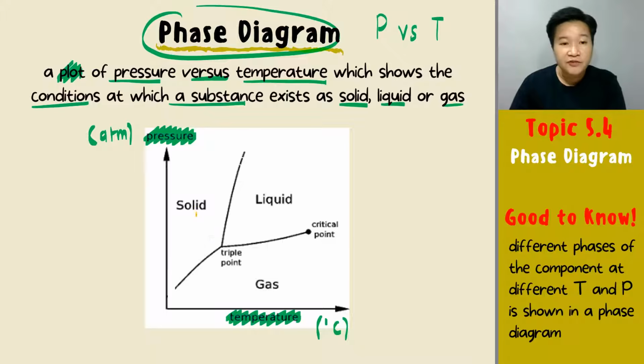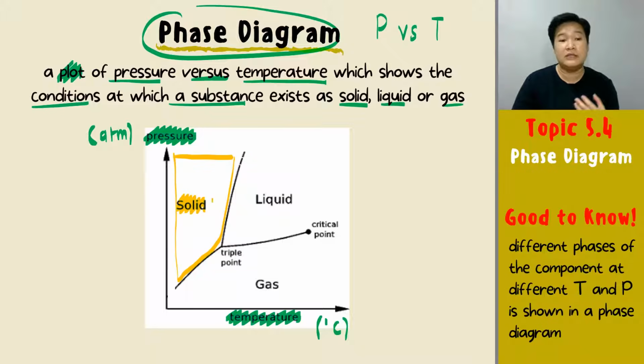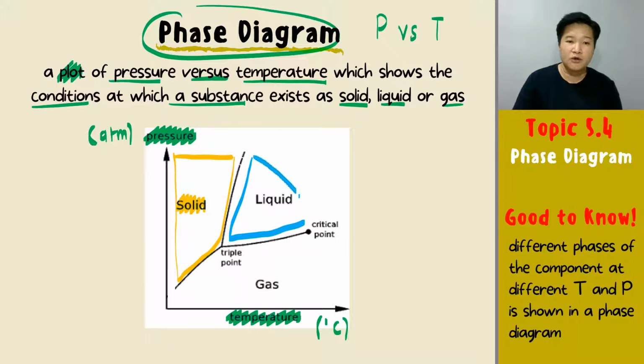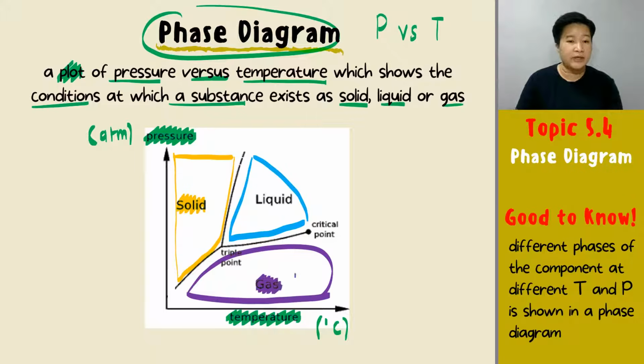So a basic phase diagram has an area of solid. This is the area of solid, and make sure solid is always sitting on the left. Next, we have an area of your liquid, and your area of liquid is always on the upper right. Last but not least, you have the area of your gas. So this is the area of your gas.